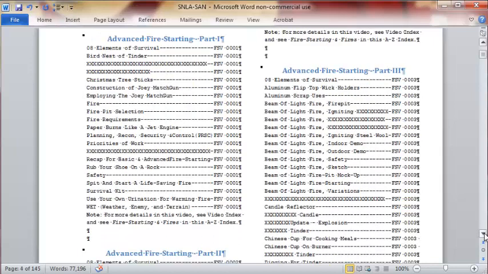Here we got Advanced Fire Starting Part 1, Part 2, Part 3. And you notice I X'd out certain things in here because I don't want anybody getting any ideas. So that's why it's sanitized.